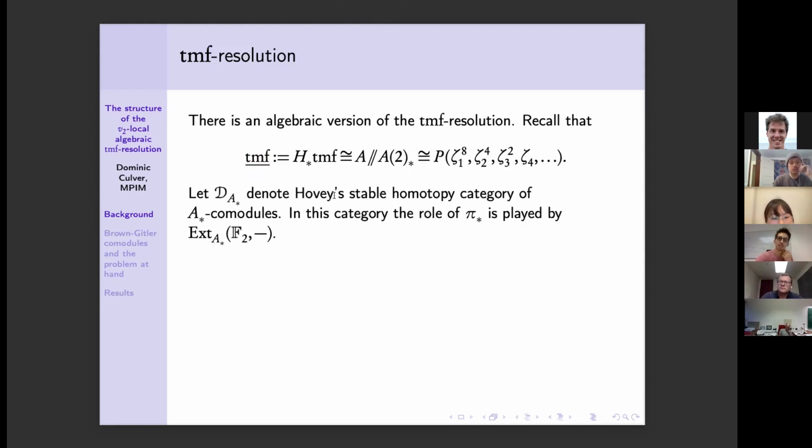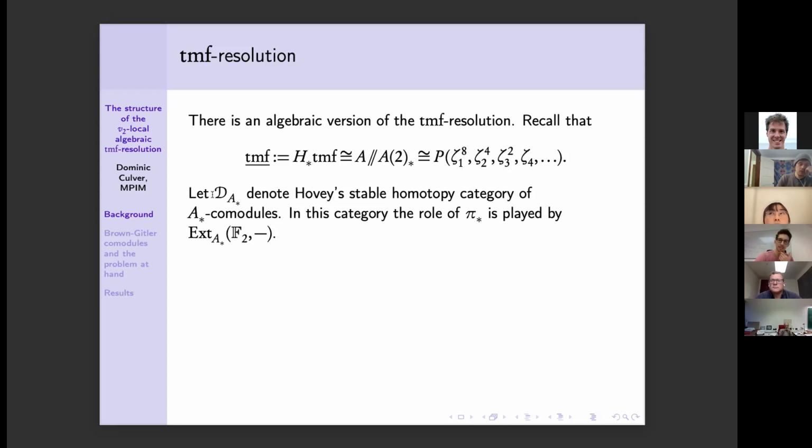In order to explain the TMF-based Adams spectral sequence, I need to mention that there is this thing called Hovey's stable homotopy category of A-star comodules. So this is not quite the derived category of A-star comodules, because in that category, equivalences are detected by homology. But in Hovey's stable homotopy category, equivalences are going to be detected by X over the dual Steenrod algebra. So it's a slightly different thing. I think it's a Bousfield localization, in fact.